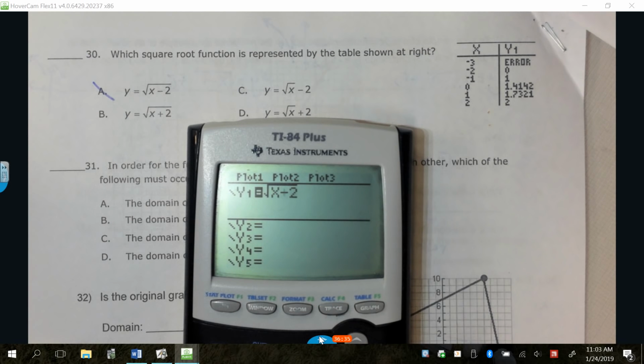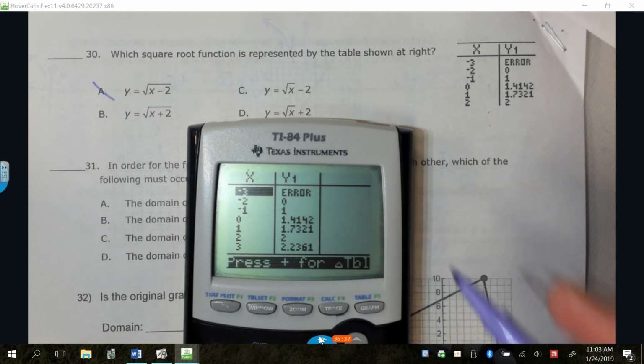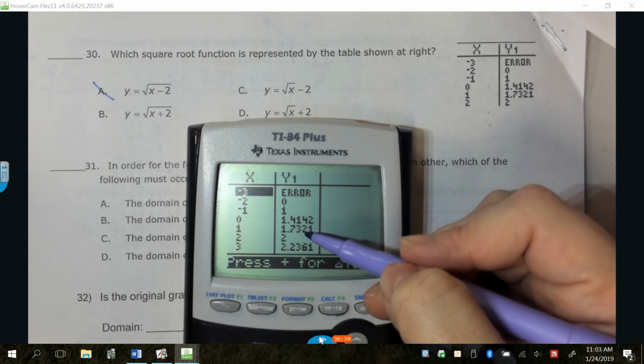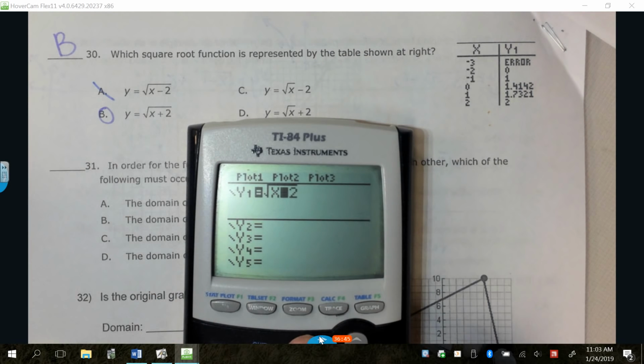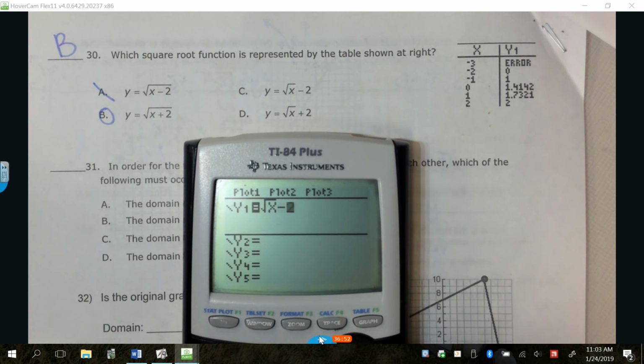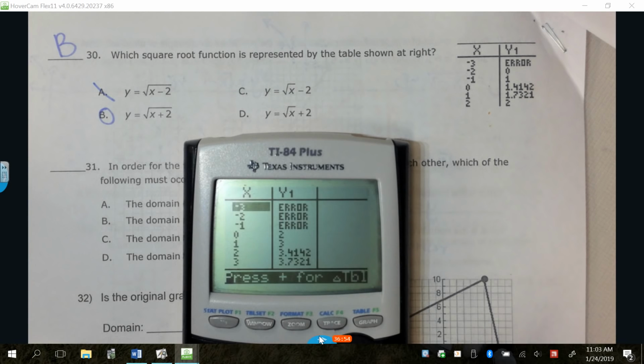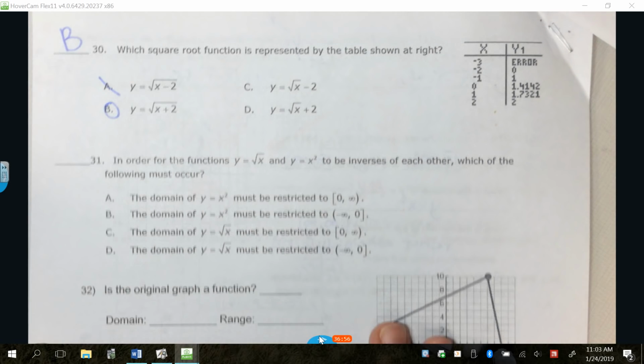So let's try negative square root of x plus 2. So it says error, 0, 1, 1.4, 1.7, 2, 1. So this matches. So my answer is B. And you can even check the other ones just to be safe. Not right. And not right. So there's my answer.